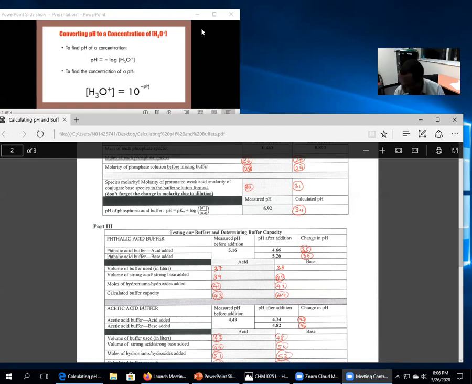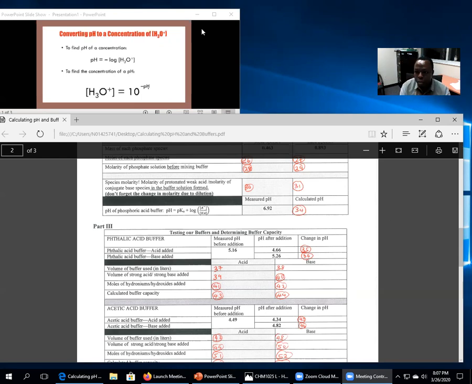To one of the 25 milliliter portions of the buffer, add 2.5 milliliters of the 0.1 molar HCl solution. Stir the mixture and then measure the pH of the resulting solution. To the other 25 ml portion of the buffer, add 2.5 ml of 0.1 molar NaOH. As above, stir and then measure the pH of the resulting solution. Record the data on your data sheet.